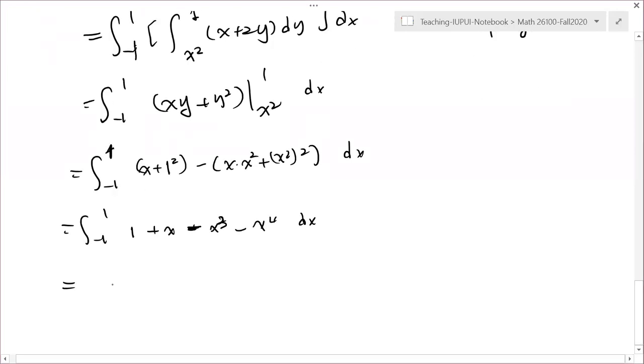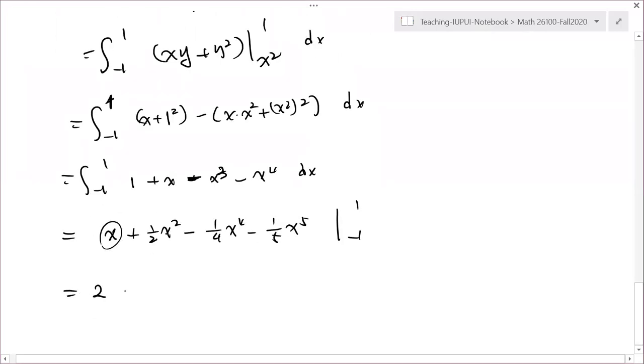So you get, and when you integrate, the odd power function over a symmetric interval will integrate to 0, but you can keep it. This is x, this is half of x squared, this is going to be 1/3 of x cubed, 1/4 of x to the fourth power, this is 1/5 x to the fifth. Okay, evaluate at the two endpoints.